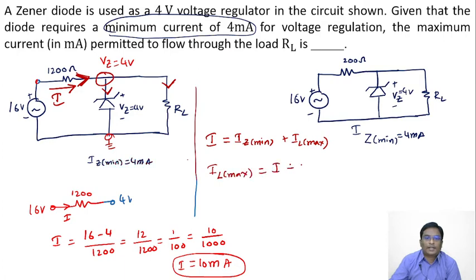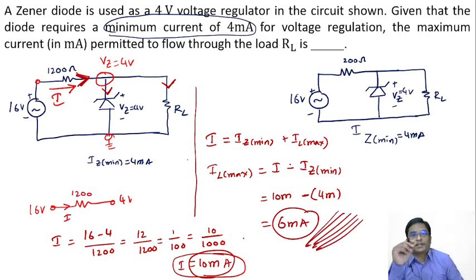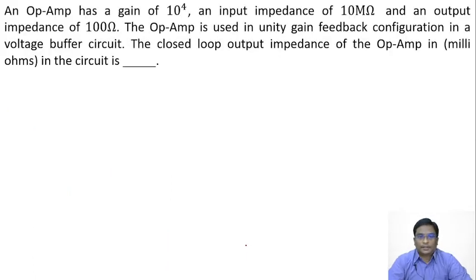IL maxima is I minus IZ minima. What is the I value? We got 10 milli. What is IZ minima given in the question? 4 milli. The answer here, 6 milliamperes, is the right answer. It's a very standard question: regulator, Zener diode, competitive exams, very important. Straightforward question. 6 milliamperes.